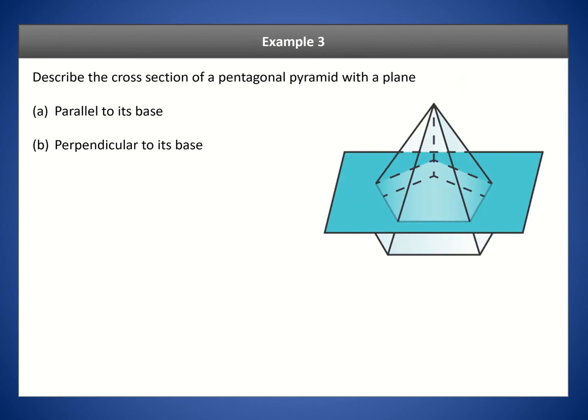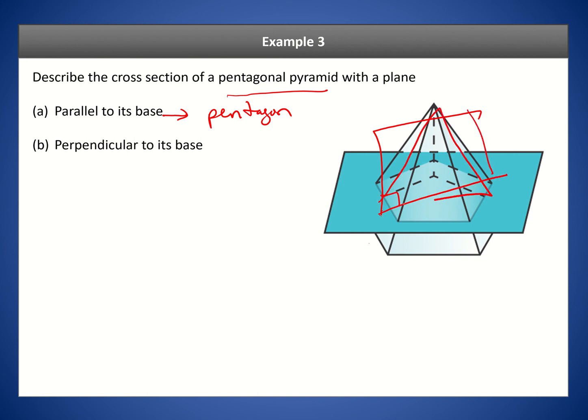So let's describe the cross-section of this shape. We have a pentagonal pyramid. If we slice it parallel to its base, the base of a pentagonal pyramid is a pentagon, so I get another pentagon, a smaller pentagon, but still a pentagon. Now, if I slice it perpendicular, at a 90-degree angle, maybe like this, then I'm going to get a nice little triangular shape. So I get a triangle.